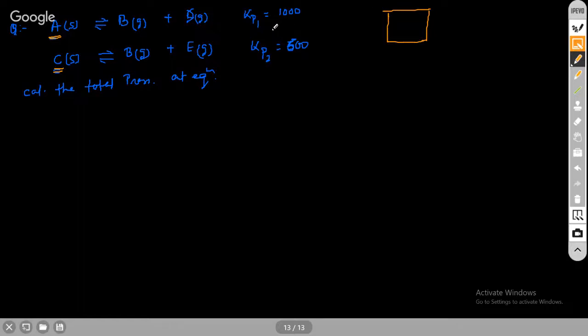Since one of the products is common in these two, the formation of B in this reaction also affects the equilibrium of this one, and vice versa. It means both reactions, since one product is common, will affect the equilibrium of each other, right? If one particular reaction you remove, then we'll have some equilibrium concentration which is different from the concentration that we have.